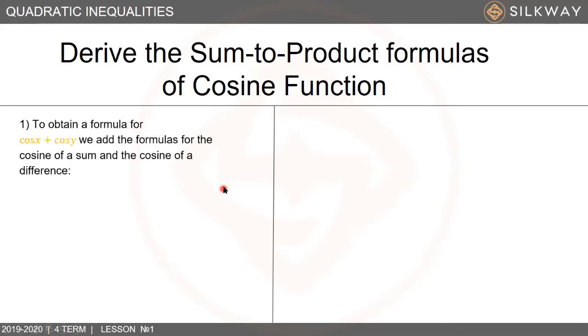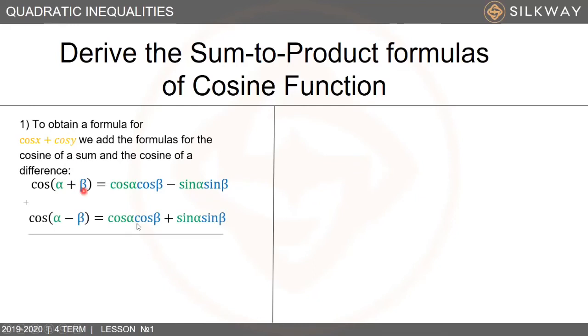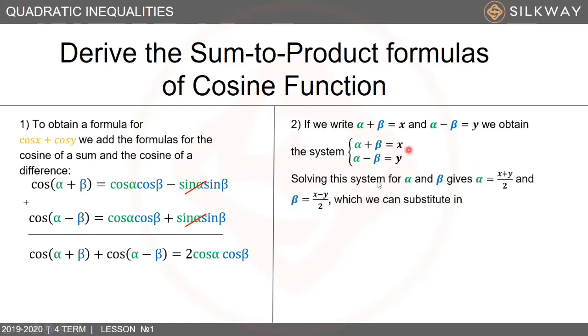Okay, to obtain a formula for cosine x plus cosine y, we just add these two formulas, and we see that these two expressions are cancelled, and we get cosine alpha plus beta plus cosine alpha minus beta is equal to 2 multiplied by cosine alpha multiplied by cosine beta. By following the previous steps and by substituting expressions, we get the formula. Cosine x plus cosine y is equal to 2 multiplied by cosine x plus y divided by 2 multiplied by cosine x minus y divided by 2.